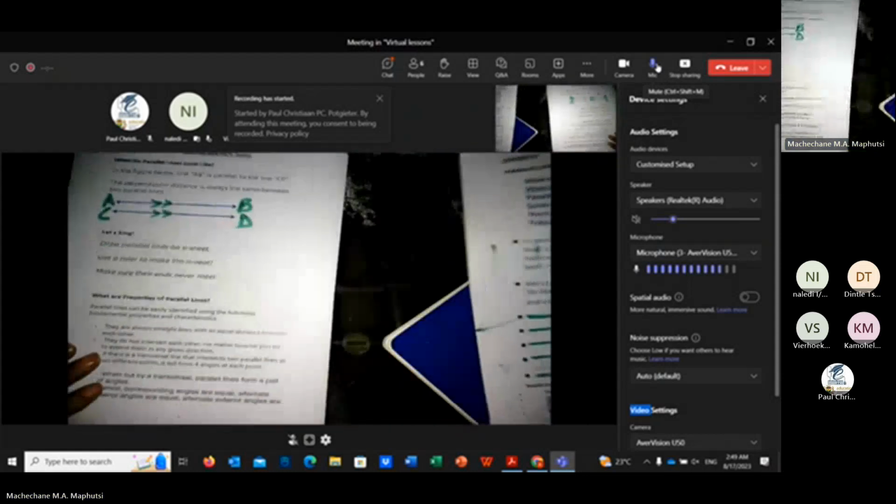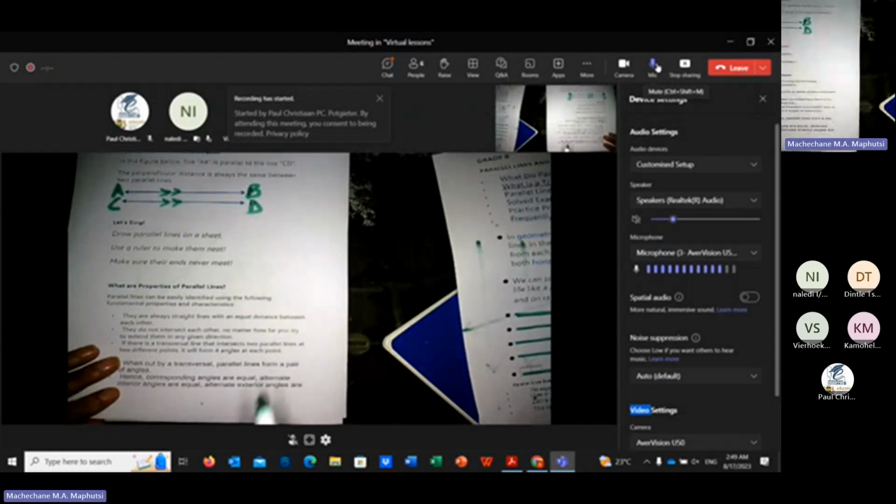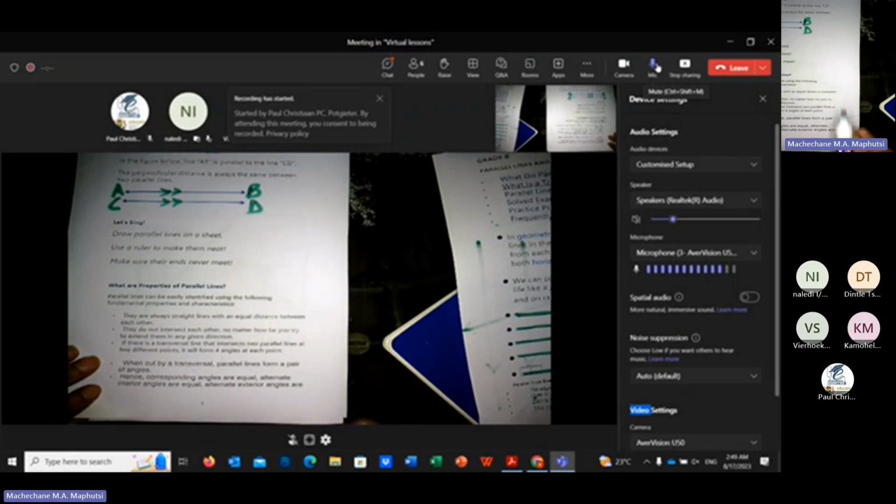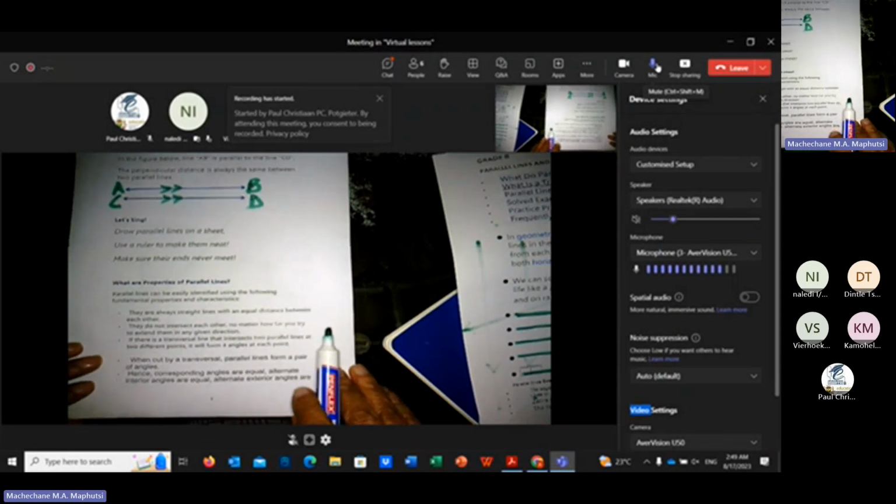Okay, so you must know this song. When we draw parallel lines, we use a ruler to make them neat, and from there we make sure that the ends never meet. All right, so now what are the properties of parallel lines?